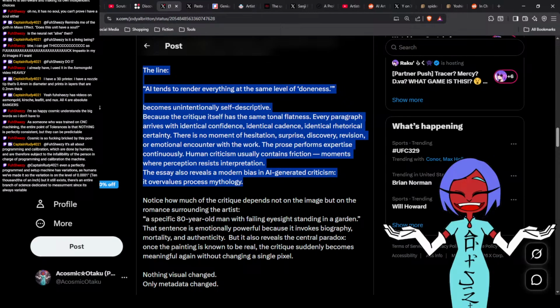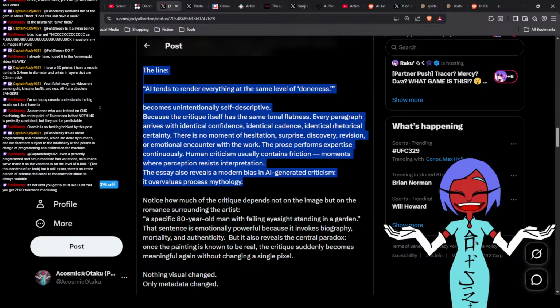Oh my god, okay, I have to go back and read some of these. Captain Rudy says, I have a 3D printer. I have a nozzle tip that's 0.04 millimeters in diameter and prints in layers that are 0.2 millimeters thick. 3D printing plus paint, just like a spray-on paint. Maybe we can start doing a fake painting line, if we can figure out how to do that. I don't know. I don't do the 3D printing thing. That's just because I don't have time for it.